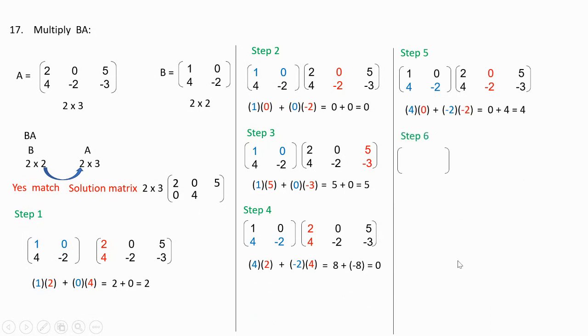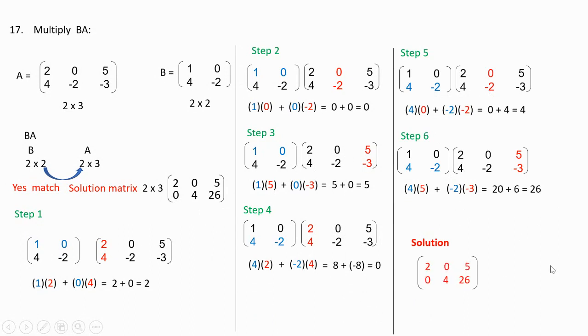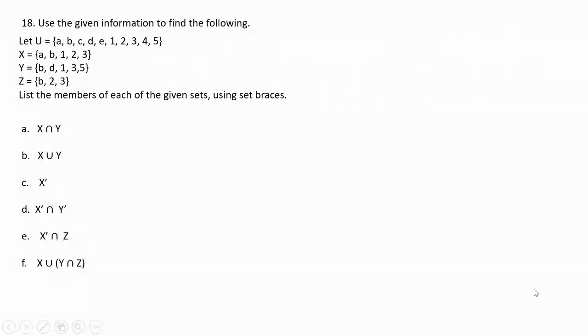And finally, we have to multiply by the last column here, which is in red. So 4 times 5 plus -2 times -3 will be 20 plus 6. The answer will be 26, and it goes on the second row, third column. So that's my solution. Okay, that's how you multiply matrices.